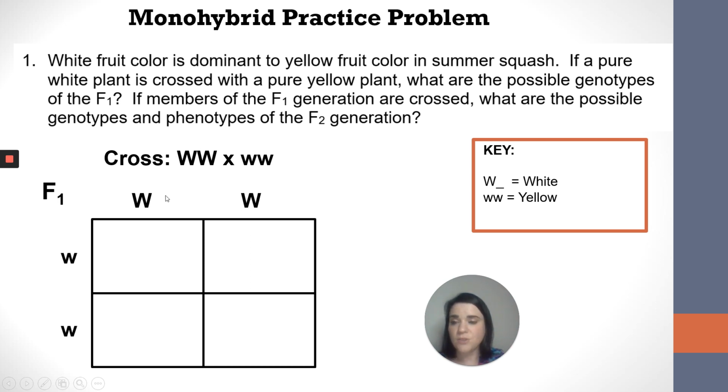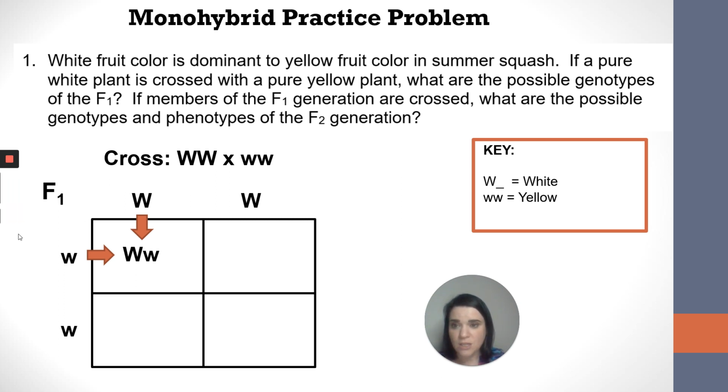And then on the other side, you're going to do the homozygous recessive, little w. Okay, so you've set this up. Then you're going to bring the alleles down, right? So you're going to bring down that capital W, that dominant allele, bring over the lowercase or recessive allele.